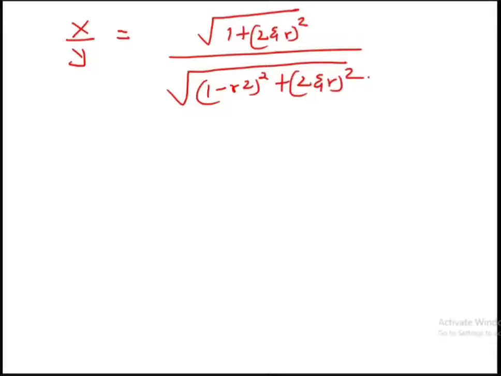Now guys, try to understand that the formula which you derived for the transmissibility ratio, TR equals Ft upon F0, the formula was the same as this X upon Y.